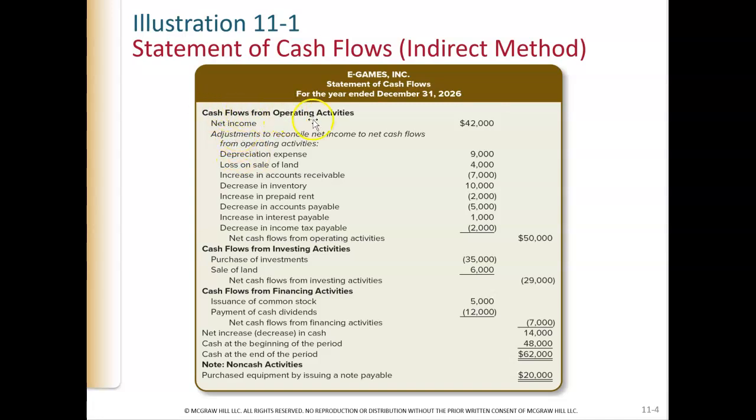The first one is cash flow from operating activities. That starts out with net income, and then we make a bunch of adjustments. Then we've got cash flows from investing activities. We've got the purchase of investments, sale of land. These involve long-term assets. And cash flow from financing activities: common stock, dividends. These involve changes in long-term debt and shareholders' equity. This is how we finance the business.